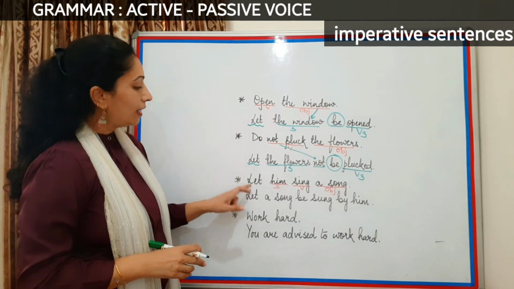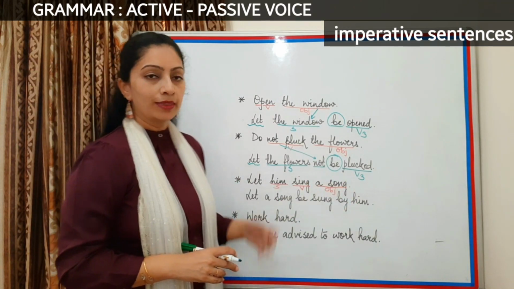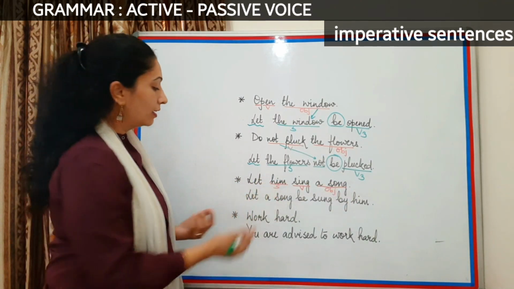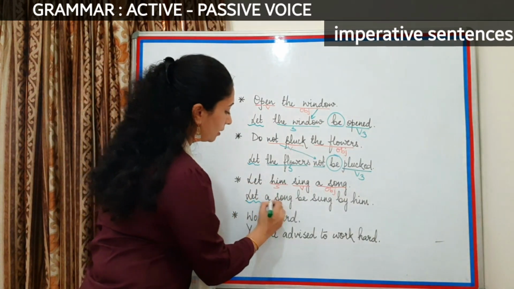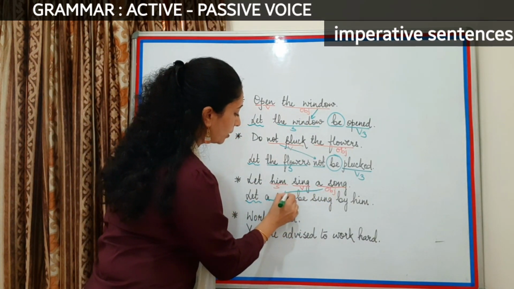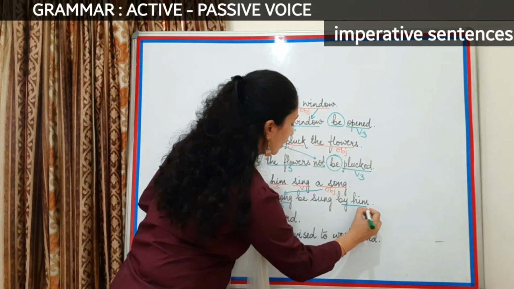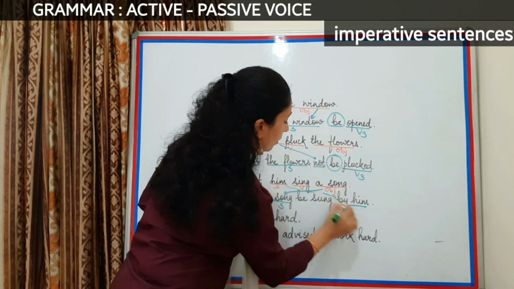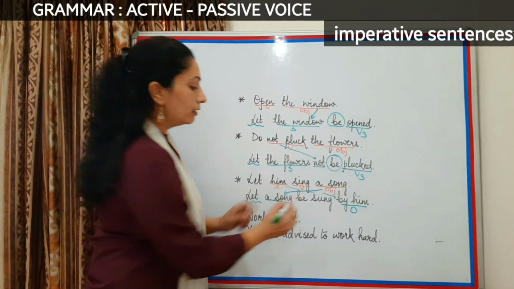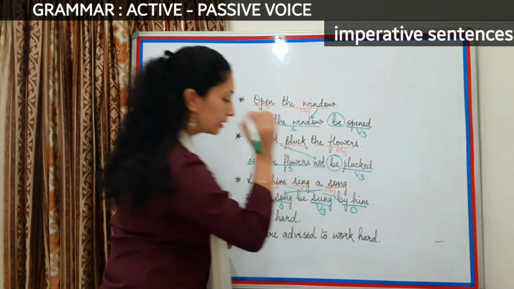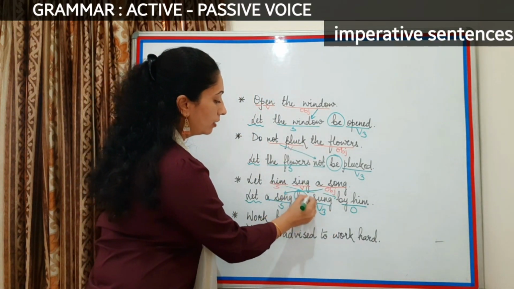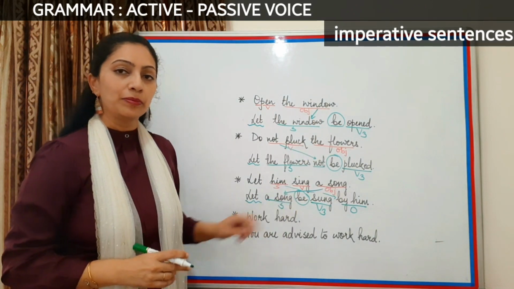Look at the next one. Let him sing a song. Now I can assume him as subject here. So I can also say let a song. Here the object will become subject. By him. Here the subject will become object. Sing will become V3 form sung, and added an extra word here, be.